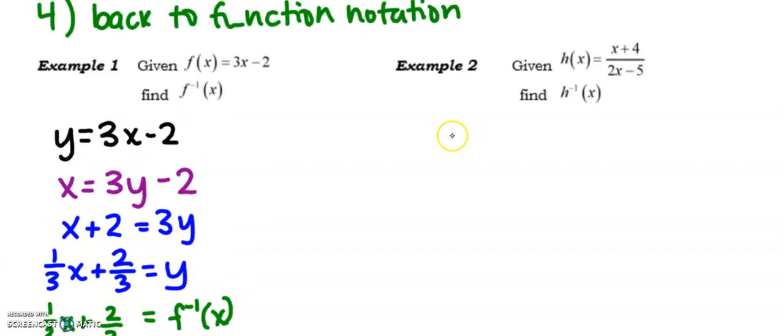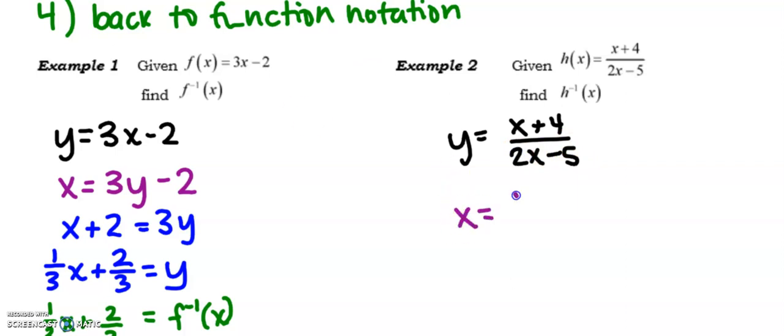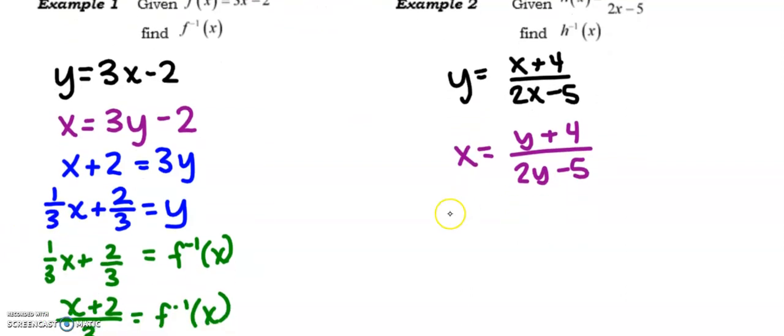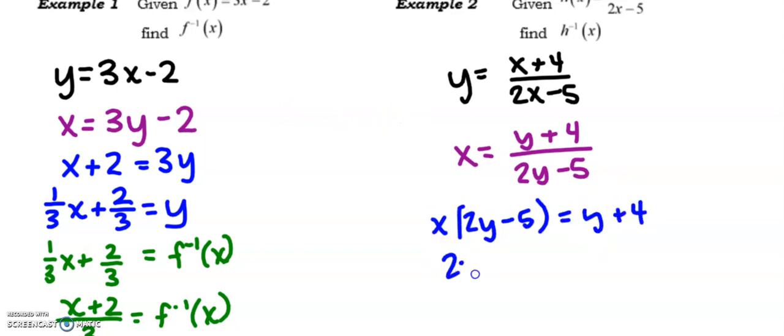So we're going to replace our h with y. We're going to switch all of our x's and y's. This is where I am officially creating the inverse by switching out the domain and the range. Now we're going to solve for y. When I cross multiply, I'm just going to leave it as x times 2y minus 5 equals y plus 4. Now I'll show the distribute step: 2xy minus 5x equals y plus 4.